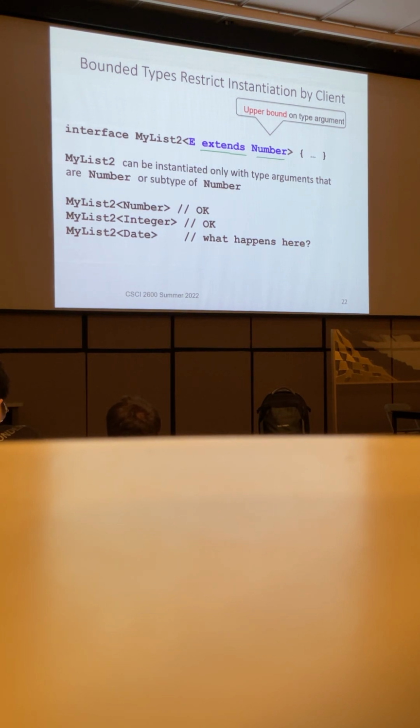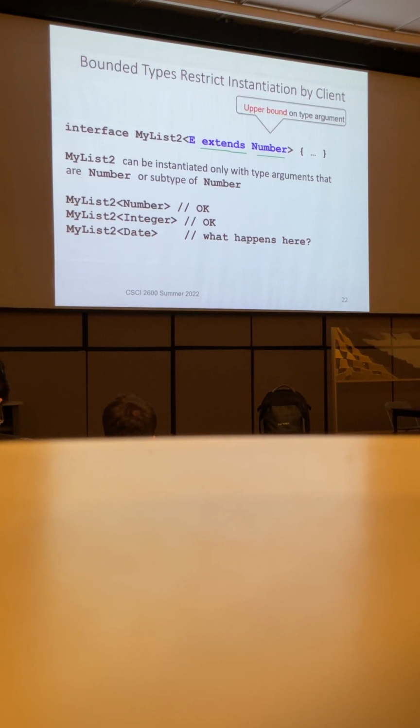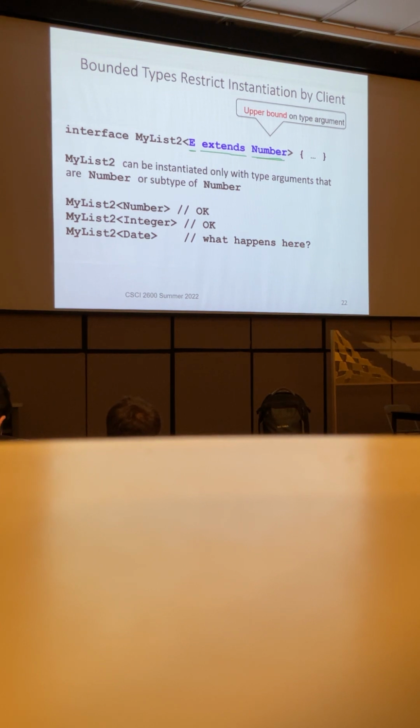So that tells the client that when they instantiate your MyList2, they can supply a type argument which is a Number or any subtype of Number. Right? So in other words, this E has to be a Number or a subtype of Number. That's why when your client instantiates MyList2 of Number, it's fine. MyList2 of Integer, it's fine because Integer is a subtype of Number. But when they attempt MyList2 of Date, that's not allowed, because Date is not a Number and not a subtype of Number.